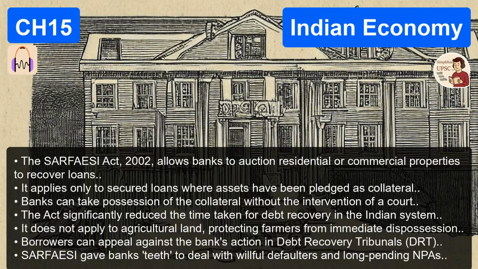NPAs. This has been the single biggest headache for the Indian banking sector, specifically the public sector banks, for the last decade. It led to what the economic survey famously called the twin balance sheet problem: over-leveraged companies and bad loan-laden banks. Let's define it clearly again. Non-performing asset, NPA. An asset which, for a bank as a loan, becomes non-performing if the interest or the principal installment is overdue for 90 days.